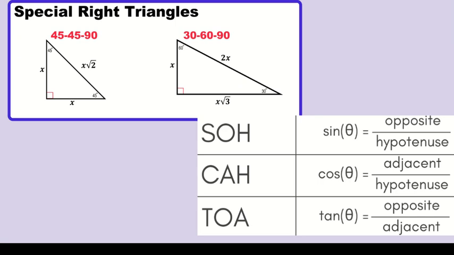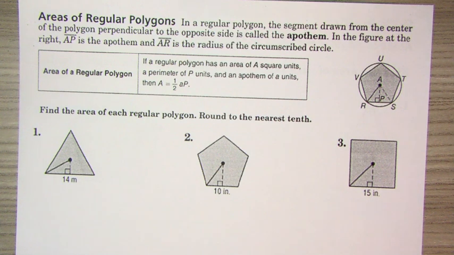The application of the relationship of the sides of x square root of 2 for 45-45-90, and then x square root of 3 for 30-60-90. Also, SOHCAHTOA comes back, because if you don't have these special right triangles, you're going to have to use the relationship that SOHCAHTOA creates with those angles and sides. So I'll give you some examples here.